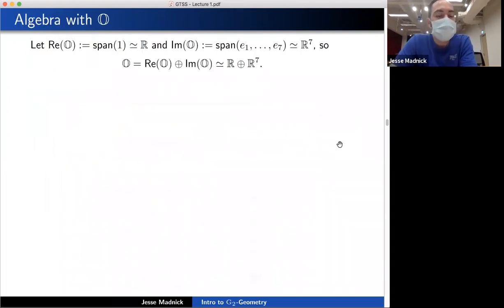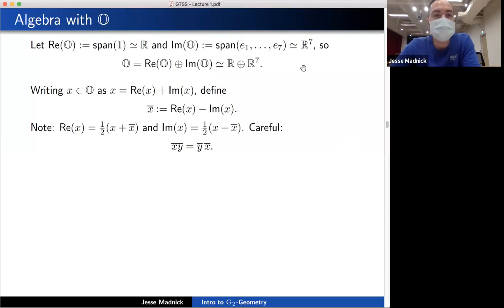Okay, so just some algebraic facts about the Octonions, just to make us a little more comfortable with what's going on, and also to set the stage for G2 again. You can think of the Octonions as a copy of R8, and you can split it orthogonally as a real line, just the span of the number 1, and its orthogonal complement. These are called the imaginary Octonions. It's a copy of R7.